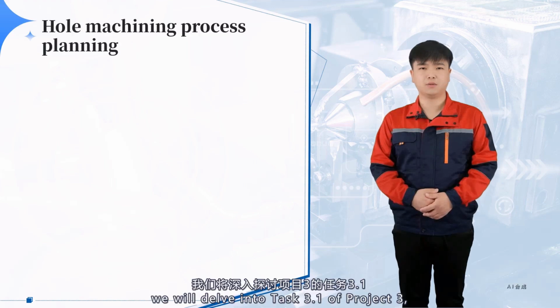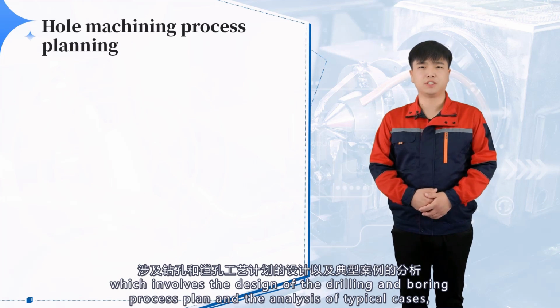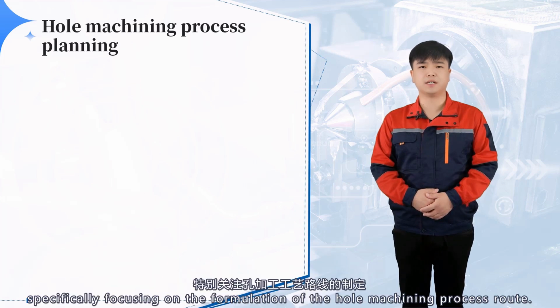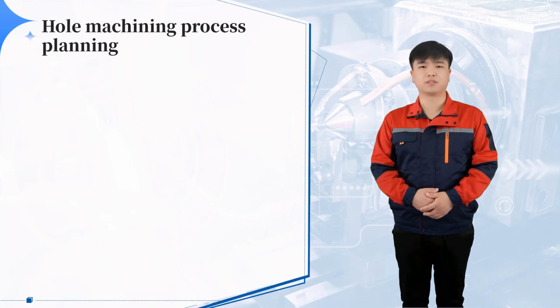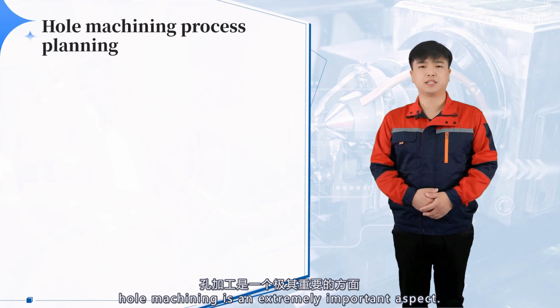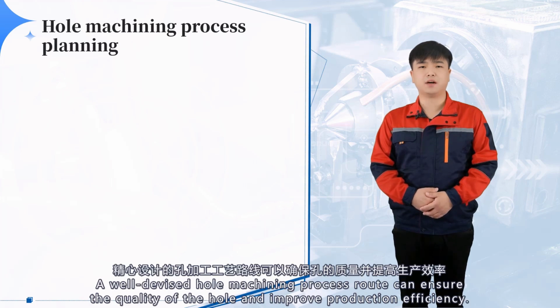In this lesson, we will delve into task 3.1 of Project 3, which involves the design of the drilling and boring process plan and the analysis of typical cases, specifically focusing on the formulation of the hole machining process route. In metal cutting processes, hole machining is an extremely important aspect. A well-devised hole machining process route can ensure the quality of the hole and improve production efficiency.